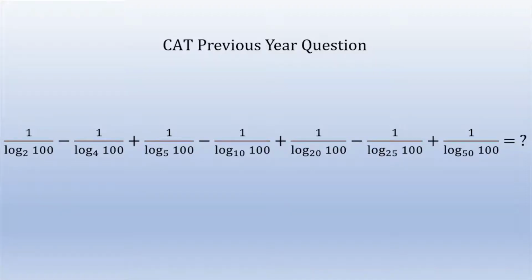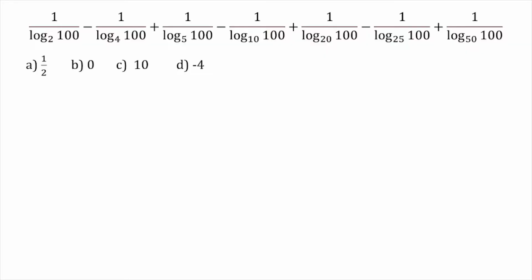Hi everyone. Today let's solve a previous year CAT question which is based on logarithm. The question they have asked is we have to find the value of 1 divided by log 100 to the base 2 minus 1 divided by log 100 to the base 4 plus 1 divided by log 100 to the base 5 minus 1 divided by log 100 to the base 10 plus 1 divided by log 100 to the base 20 minus 1 divided by log 100 to the base 25 plus 1 divided by log 100 to the base 50, and the options which they have given were 1 by 2, 0, 10 and minus 4.